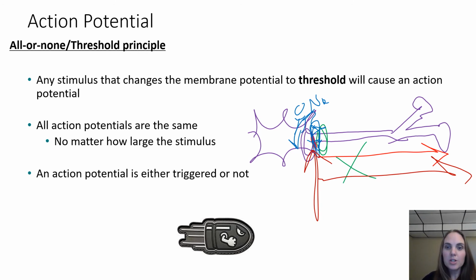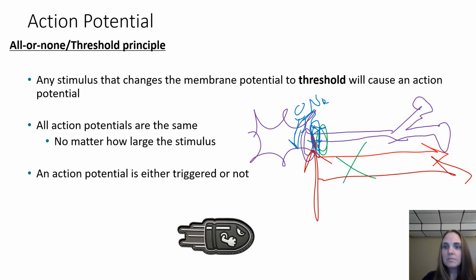If you pull the trigger to the threshold, so if we depolarize at that trigger zone to threshold, that bullet or action potential is going to fire all the way to the end. Same speed, it's going to go. If we don't reach that threshold, if we don't pull that trigger on the gun hard enough to reach that threshold, or don't depolarize that trigger zone to threshold, then no bullet's going to be fired, no action potential is going to travel down the axon.